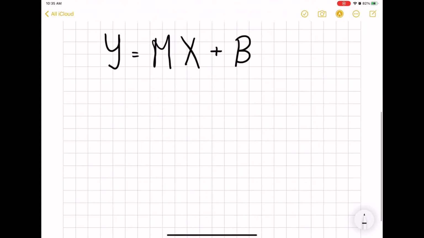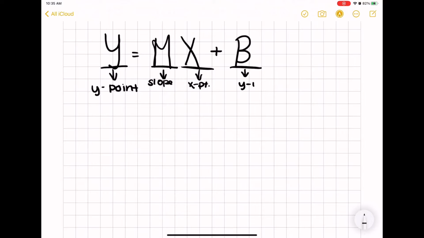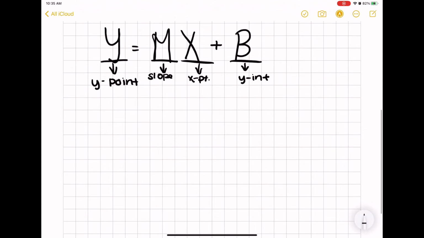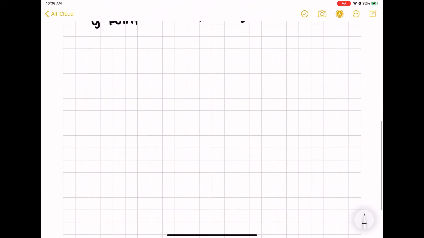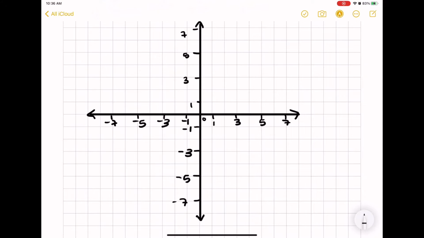Now all of these represent something. y represents the y point, m represents the slope, x represents the x point, and b represents the y-intercept. So whenever we're trying to write a formula, we keep y and x as variables as long as we know the slope and y-intercept. Therefore, people will know how to graph this equation and how to put in points so that they can test if that point is actually on the line.